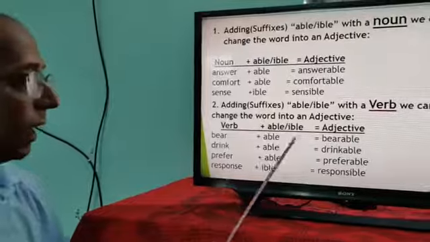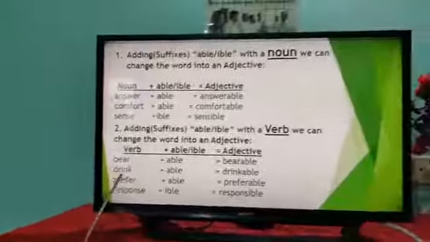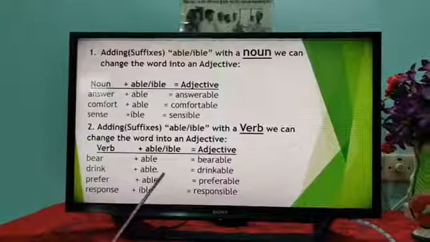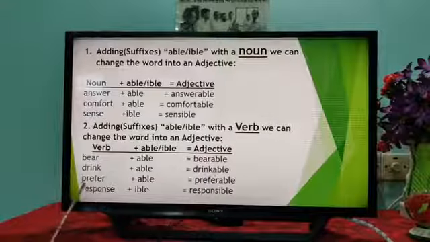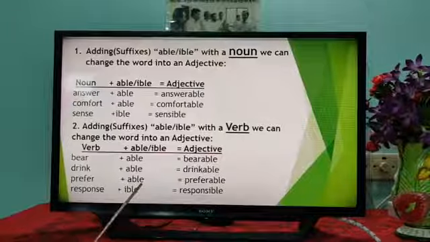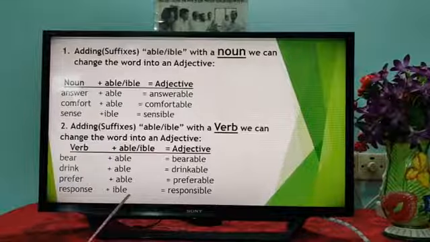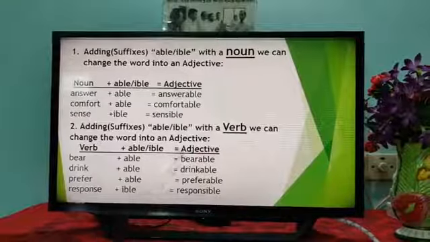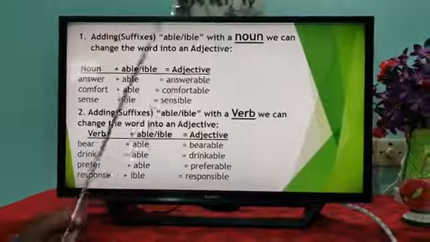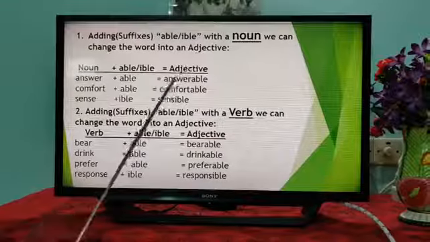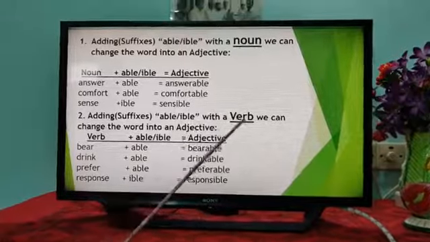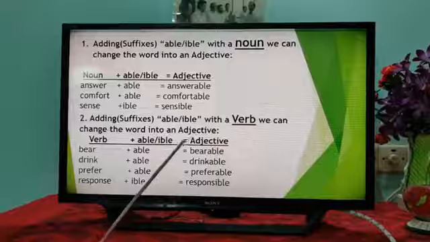Bear, able, bearable. Drink, verb, able, adjective, drinkable. Prefer, verb, able suffix, preferable. Response, verb, ible suffix, and the new word is an adjective, responsible. Dear students, able and ible with a noun form an adjective, and if they are added with a verb they also form an adjective. Clear? Write them down.